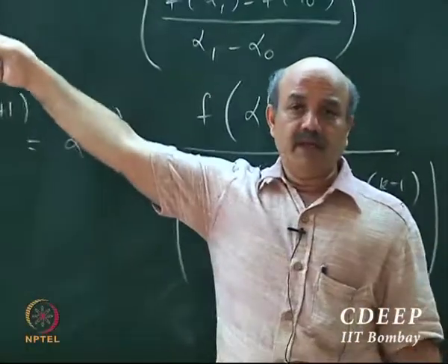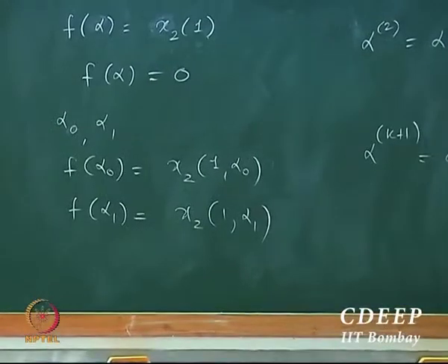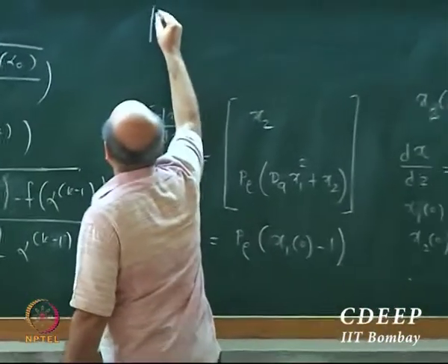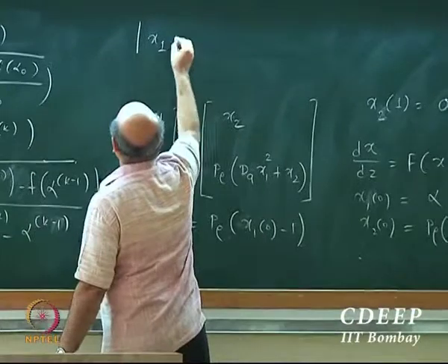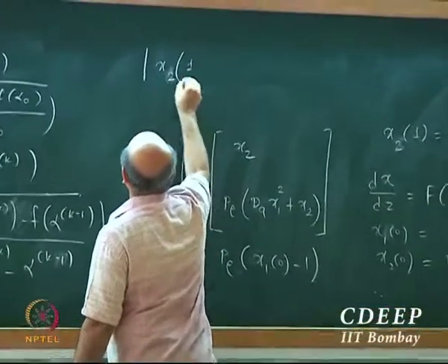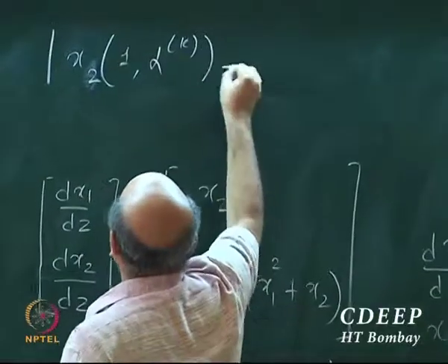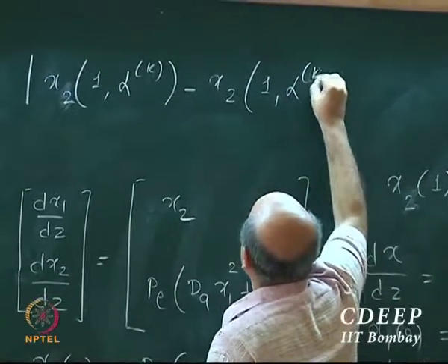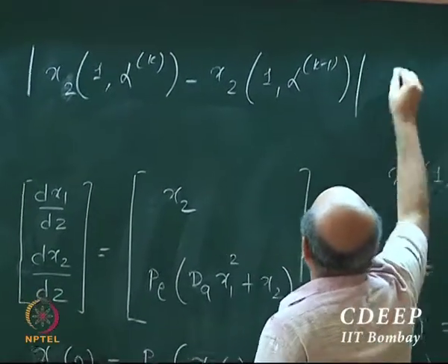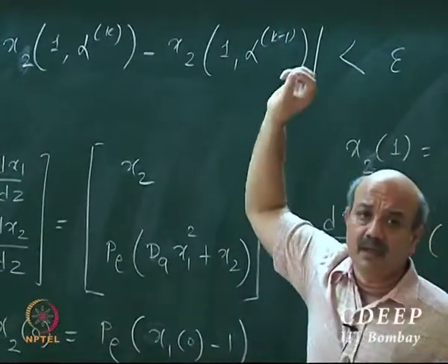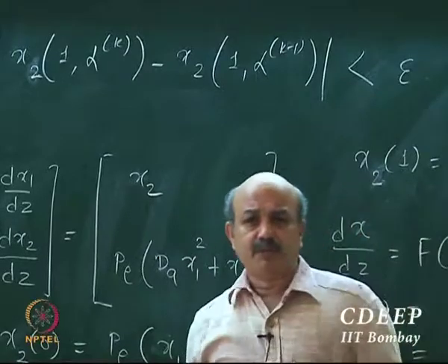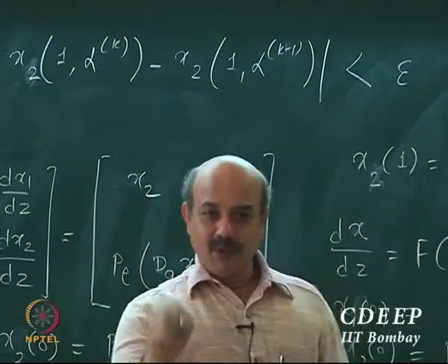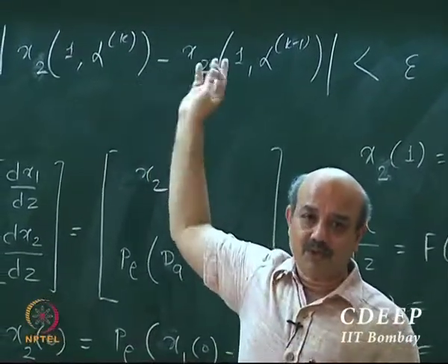How do you find whether you reached the solution? Finally what I want to happen is that the mod of x2 at 1 for alpha should be strictly less than epsilon. We can specify epsilon to be 10 to the power minus 10. What is 0? It's difficult to say. So a small number, till these two come very, very close.